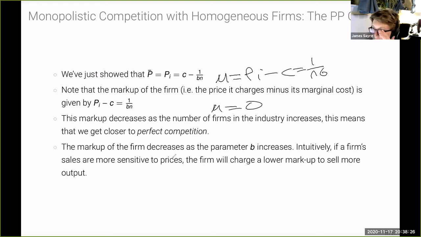However, the markup of the firm is also going to decrease as this parameter b increases. So if b increases, then P minus C gets smaller. The reason is that if I'm a firm that sells almonds and I set too high of a price, fewer and fewer people are going to demand my product. This means consumers are getting more sensitive to price, and so I can no longer charge as high of a price without greatly restricting the quantity that I can produce. The less sensitive consumers are to price, the higher the price I can charge above my marginal cost.